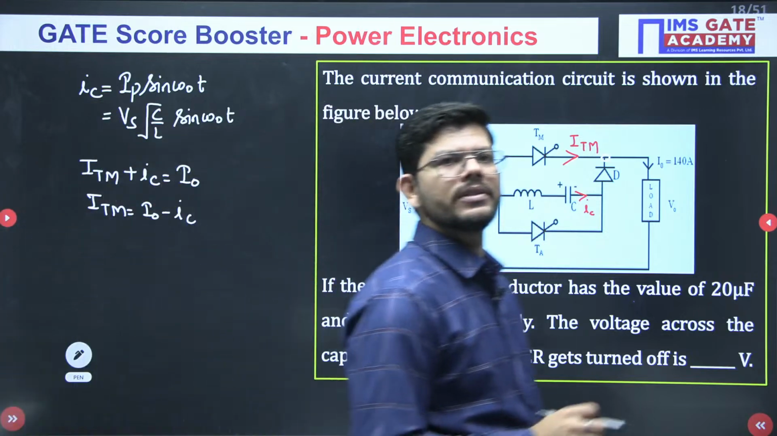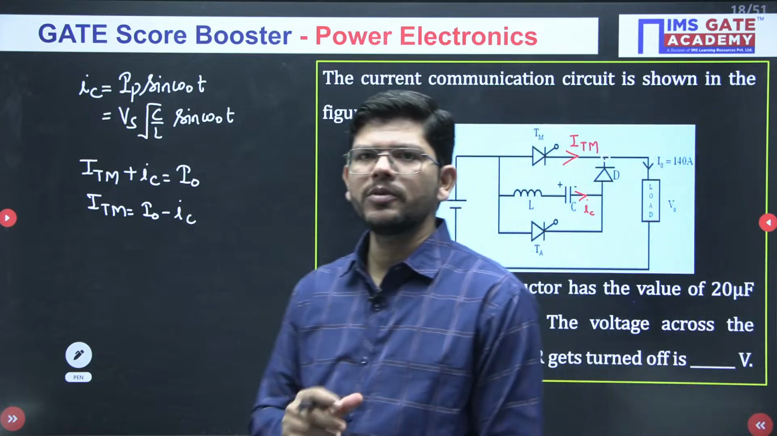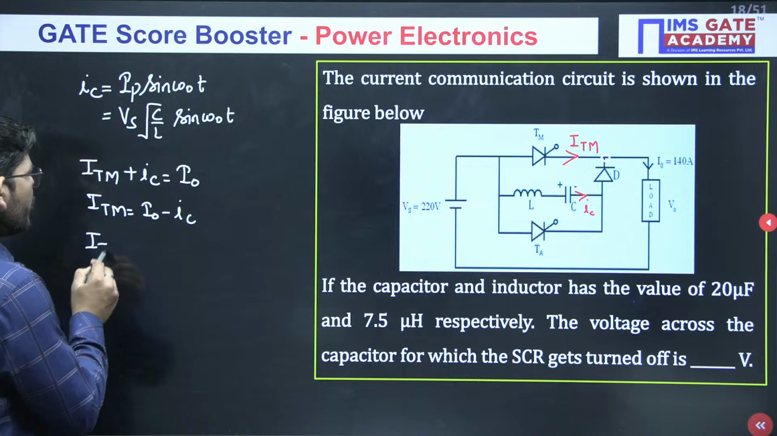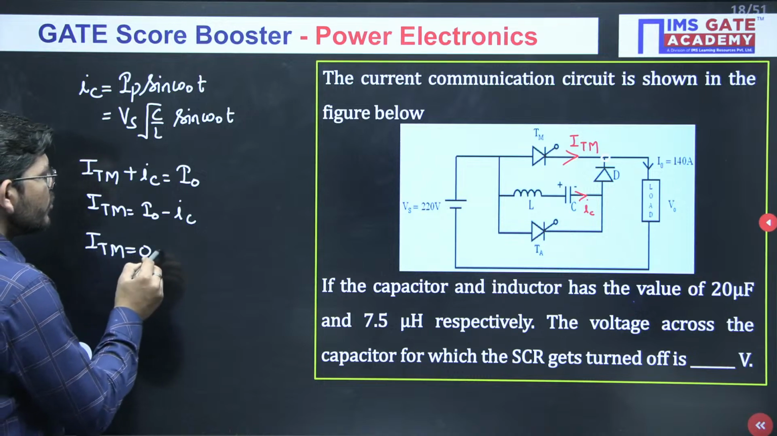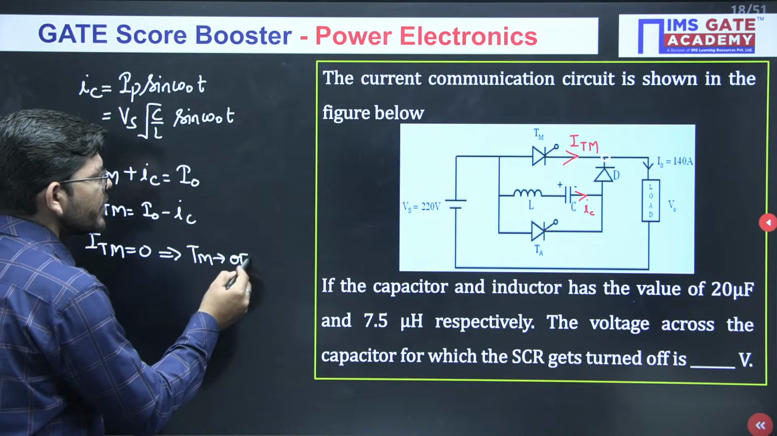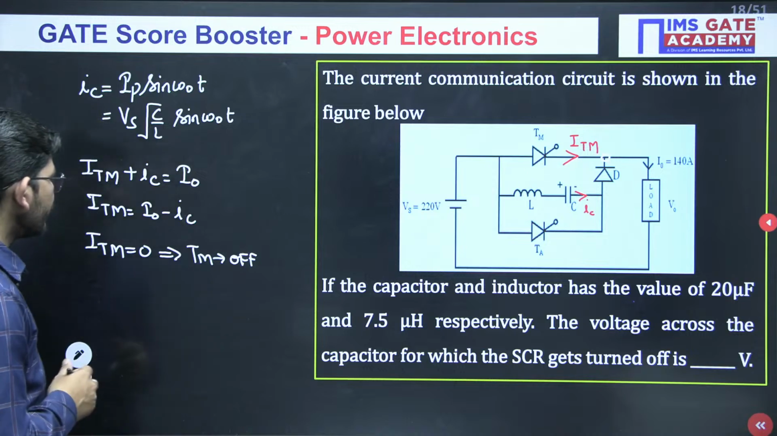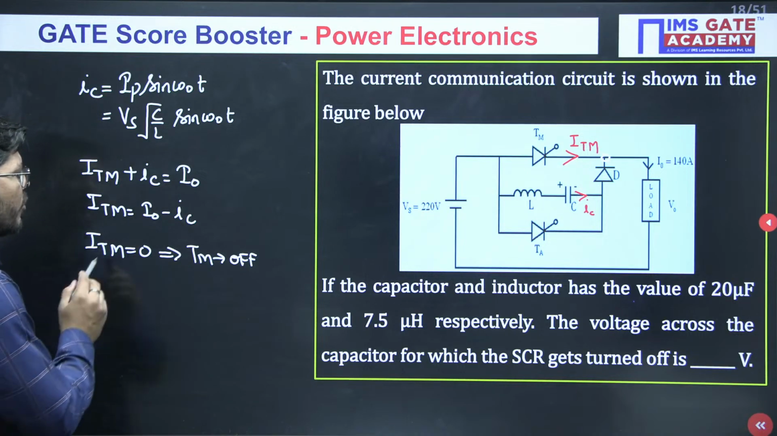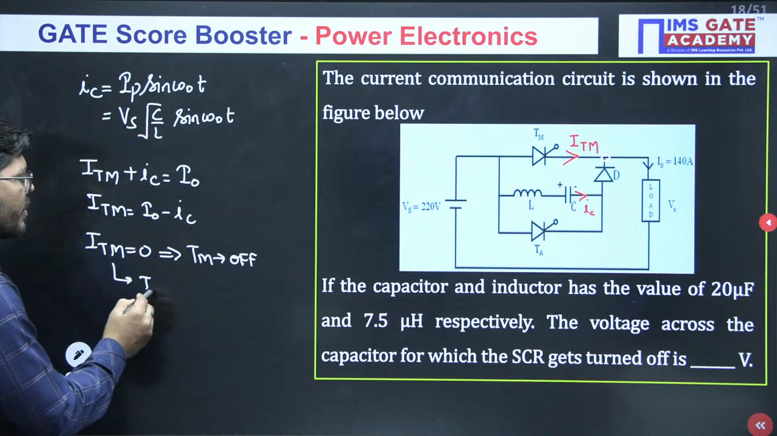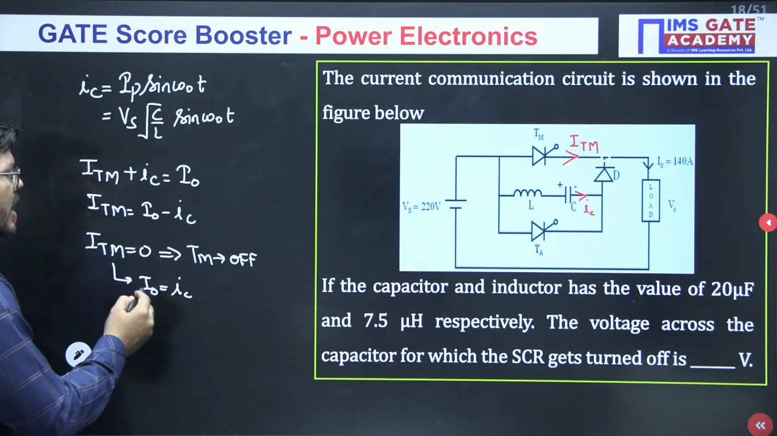Now what is the purpose? The purpose is to turn off this main thyristor. This is the purpose of the commutation circuit. So we want ITM to be equal to 0, that means we want to turn off the main thyristor. Suppose you don't remember any formula, this is how you can approach it. ITM has to be 0. Now when can you get ITM to be 0? This is possible when I naught and IC are equal to each other.